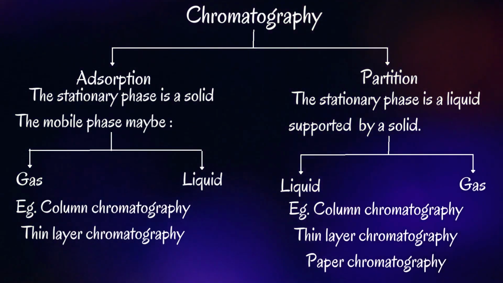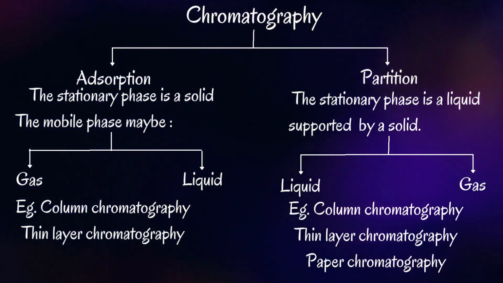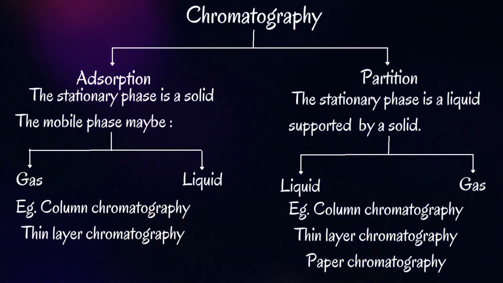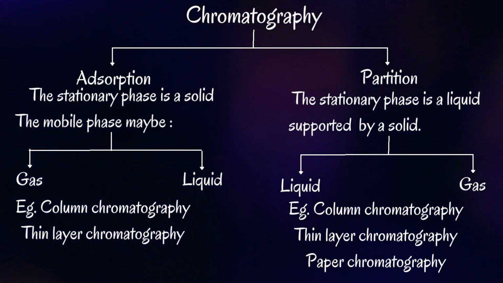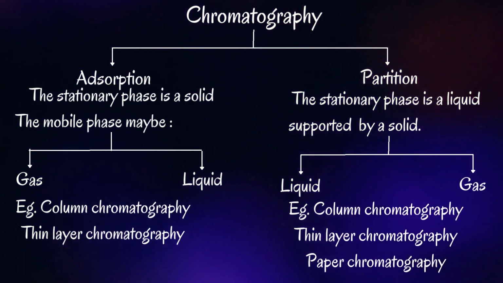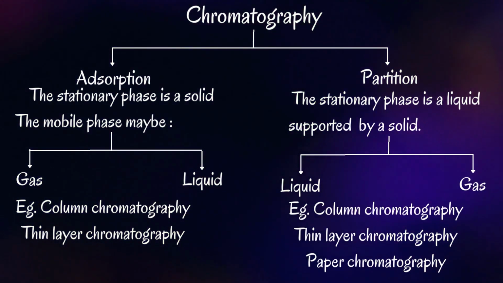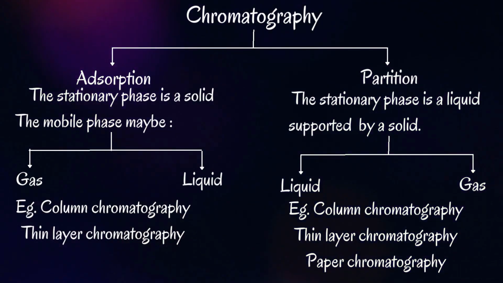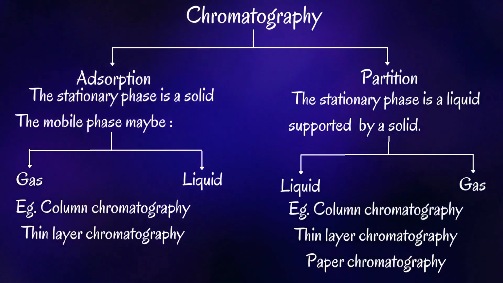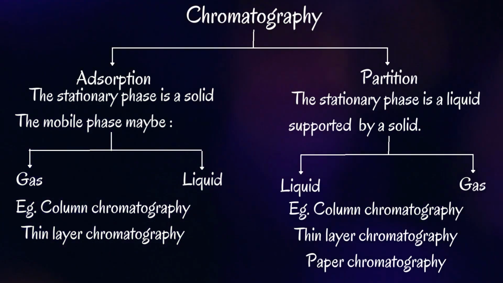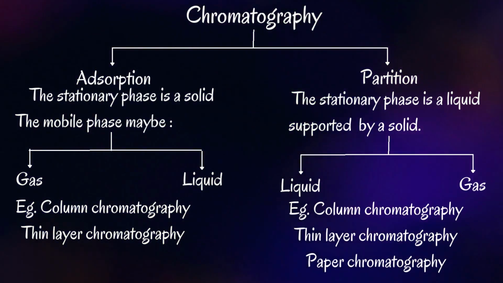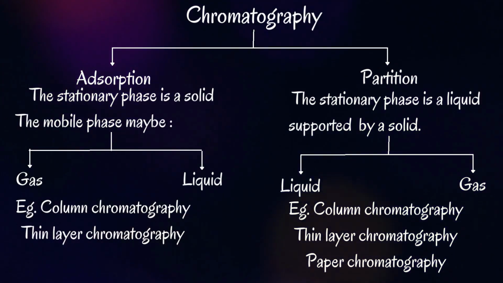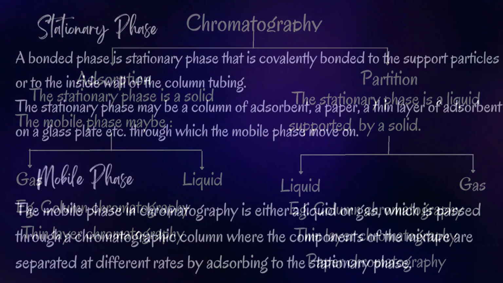On the other hand, in partition chromatography, the stationary phase is a liquid supported by a solid, and when the mobile phase is a liquid, then it is called liquid liquid chromatography, and if the mobile phase is a gas, it is called gas liquid chromatography. The adsorption chromatography includes column chromatography and thin layer chromatography, and the partition chromatography includes column chromatography, paper chromatography, thin layer chromatography, high pressure liquid chromatography.